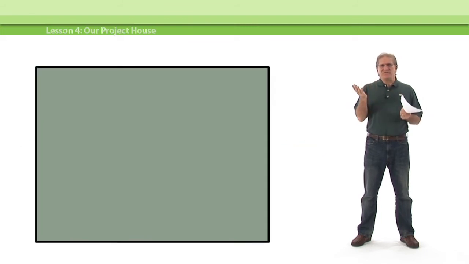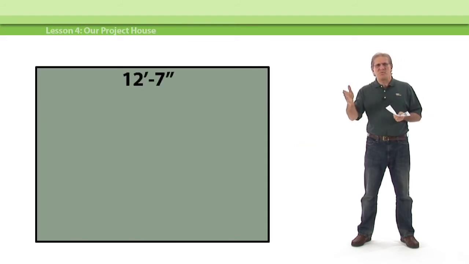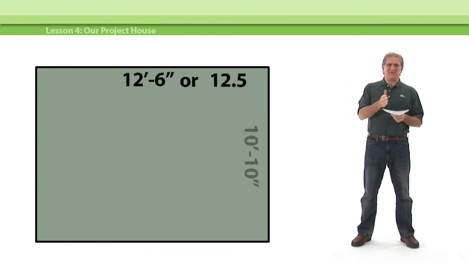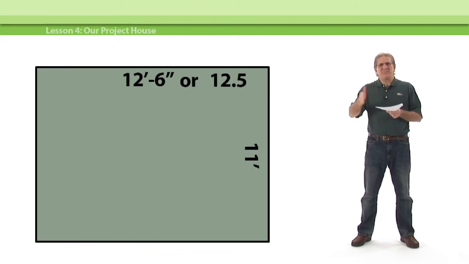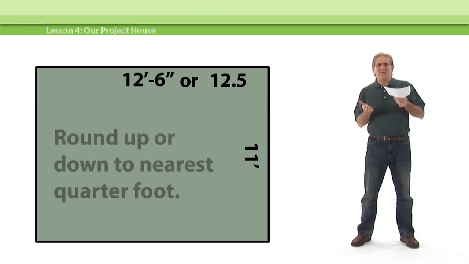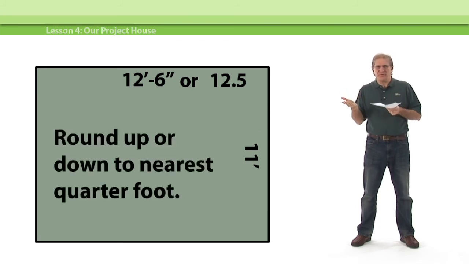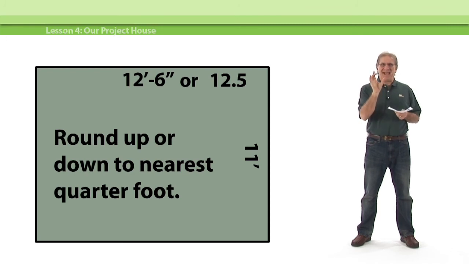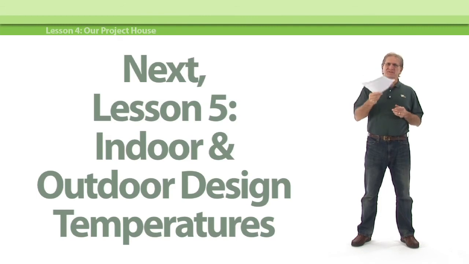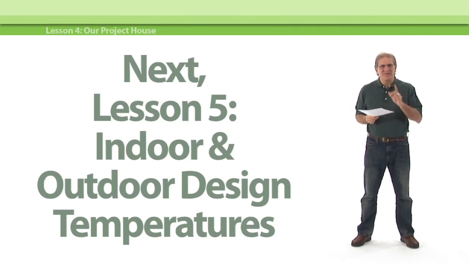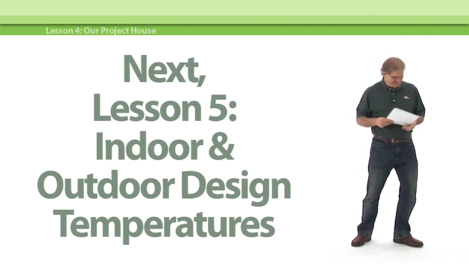So if a room measures, say, 12 feet 7 inches wide, you can round that down to 12.5 feet. If it's 10 foot 10 inches, you can round it up to 11 feet. Rounding up or down to the nearest quarter of a foot is a pretty good rule to follow. Your heat loss analysis is going to be as accurate as it needs to be, and then some. Okay, it looks like we're ready to start calculating, so let's move on to the next lesson.